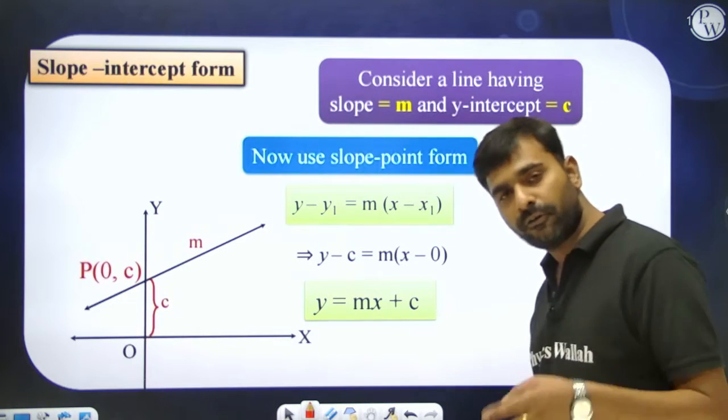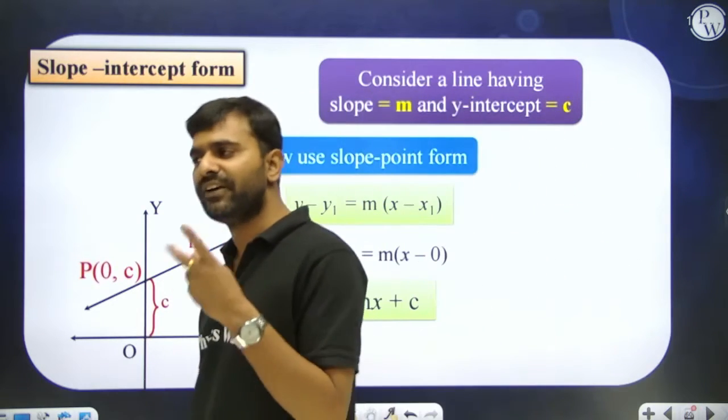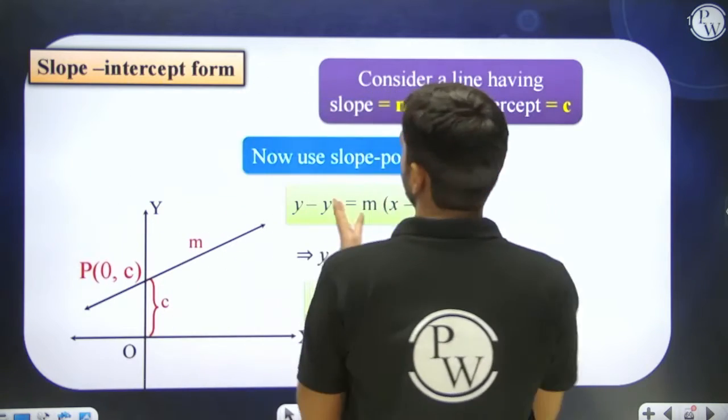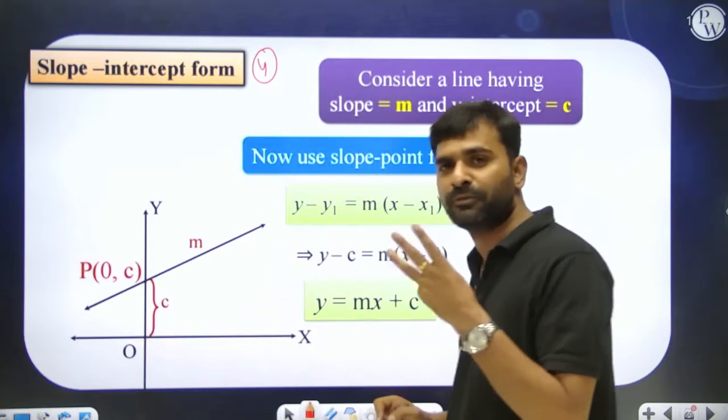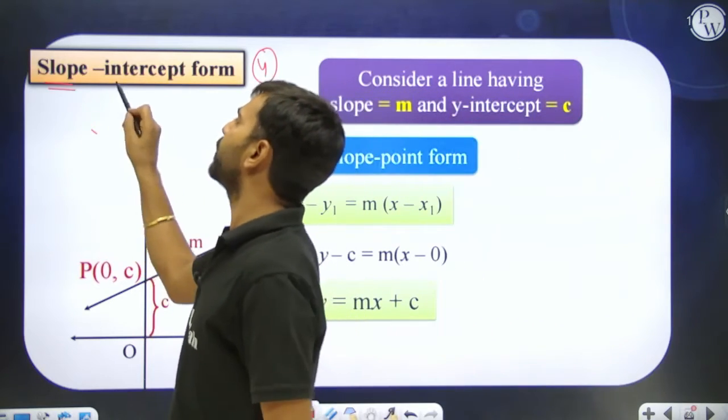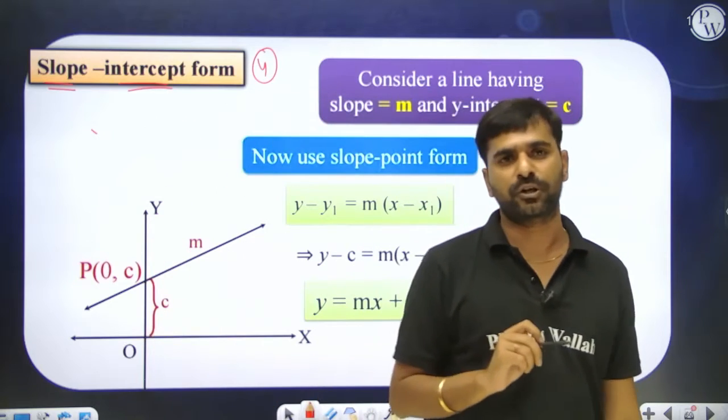First we have seen general form, then we have seen slope point form, then we have seen 2-point form. Now we are going for the fourth one, and that is slope intercept form. Over here also two things are there, slope and intercept. As I told you, we need to have two things in order to write down the equation of a straight line.